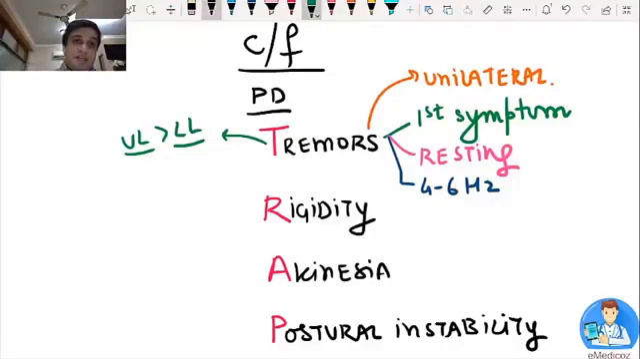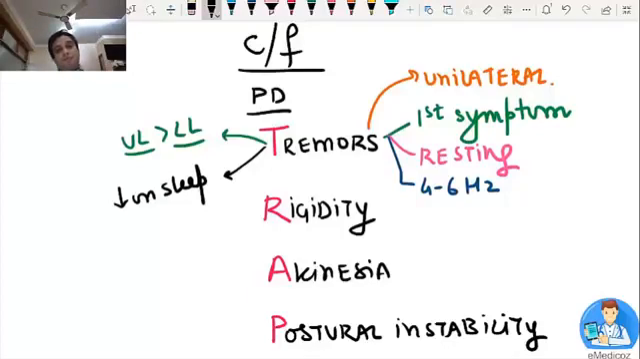And they specifically decrease on sleep. So the tremor type is resting, 4 to 6 hertz, first symptom, unilateral presentation. It's more commonly affecting the upper limb than the lower limb, and it typically decreases when the person goes off to sleep. Okay, so these are the few qualities of tremor that we know.